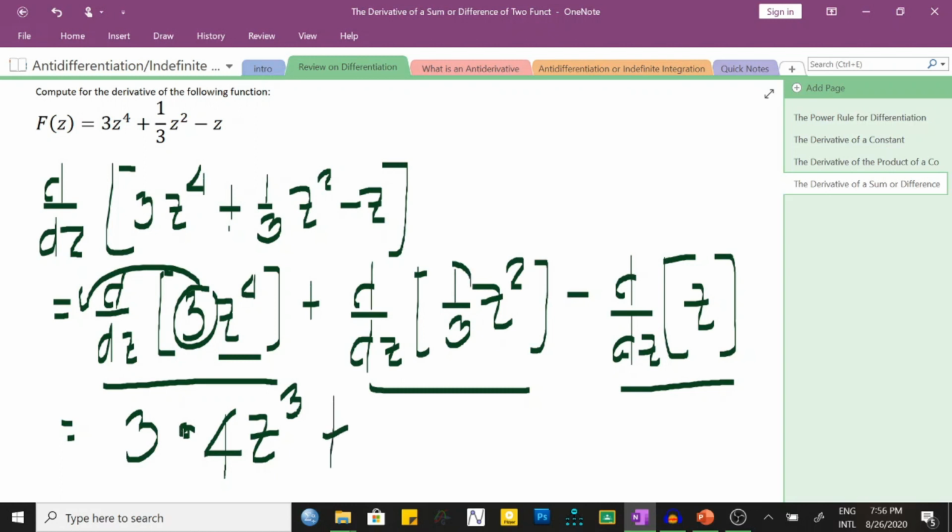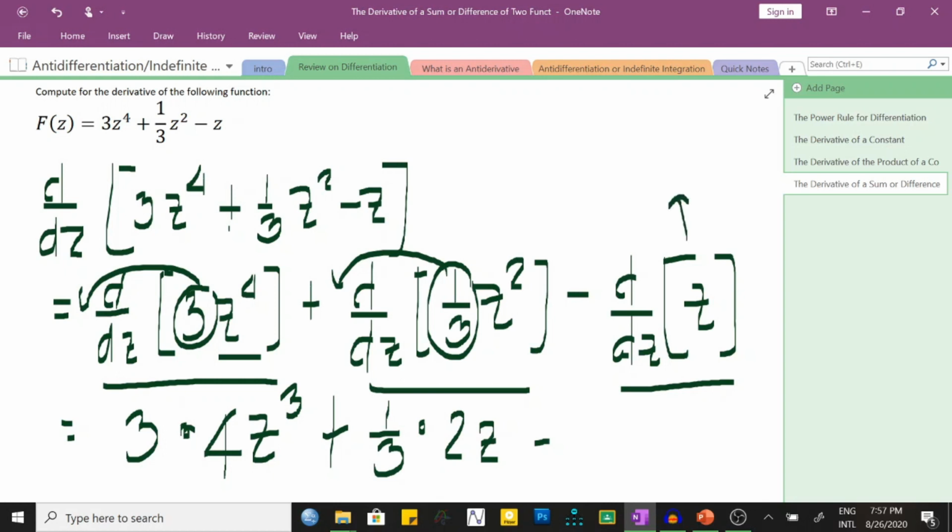1/3 is still a constant. We can factor it out. So you have 1/3 outside and then multiply it to the derivative of z squared. From the previous example again, we know that the derivative of x squared is 2x. It follows that the derivative of z squared is 2z. Minus the derivative of z. What is the derivative of z?